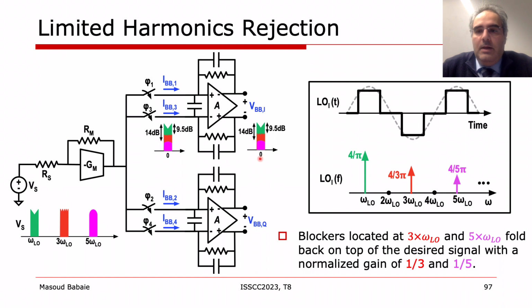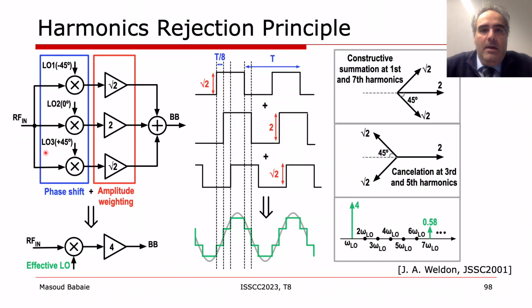Hence, it degrades the receiver performance dramatically. This receiver can only offer 9.5 dB rejection for the folded blocker from 3 omega LO, which is insufficient in many applications, and we cannot do anything to improve that in the digital domain. To resolve this issue, this paper introduced the principle of the harmonic rejection mixers.